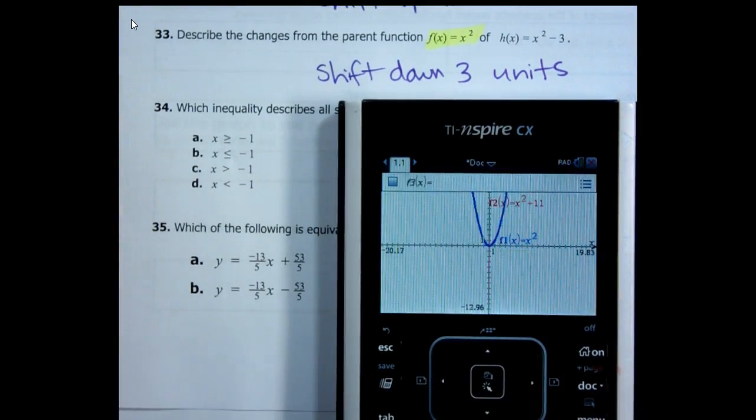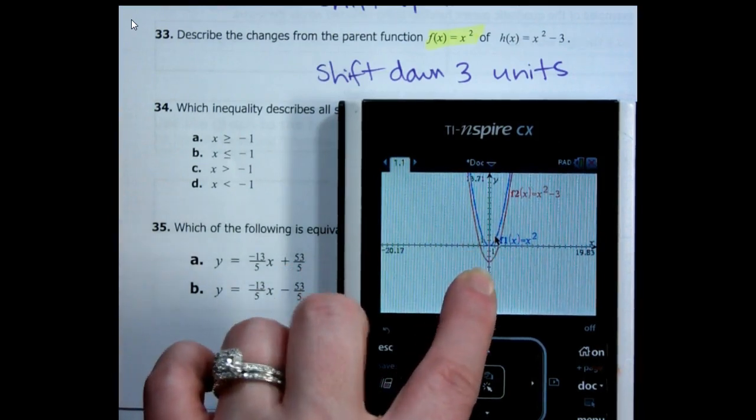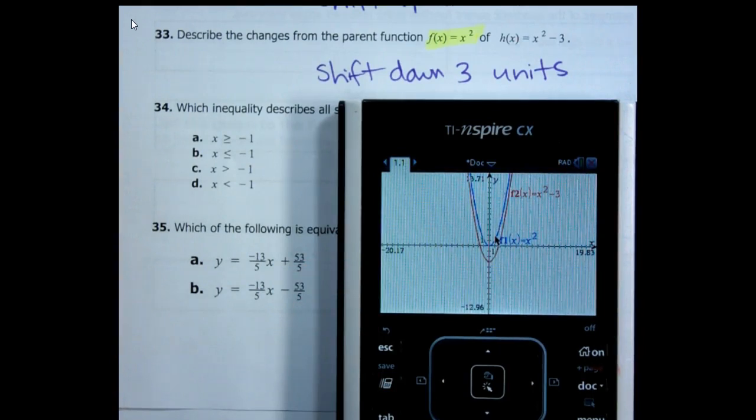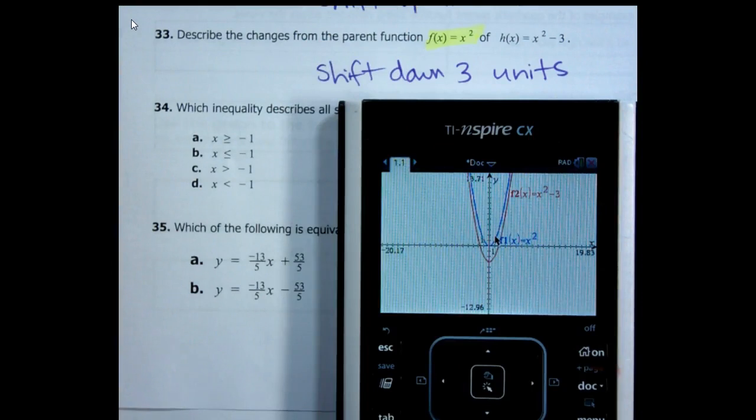Tab, delete, minus 3. Okay, so the vertex moved from 0, 0 down 3 units. And that's the only thing that happened. It just went bloop, and it came down a little bit.